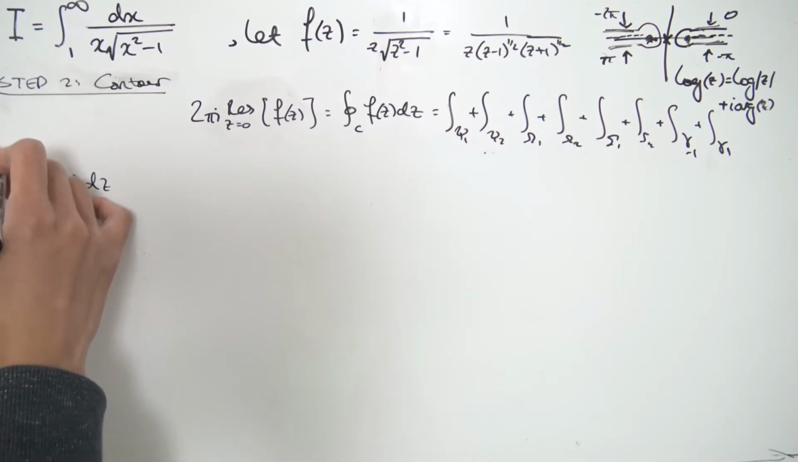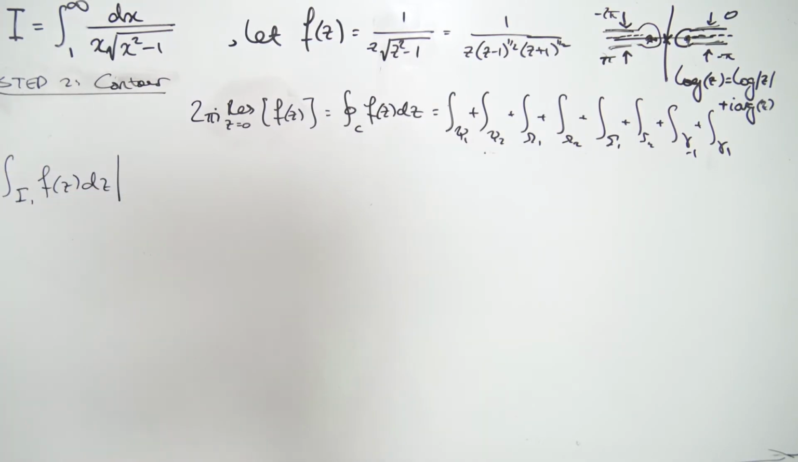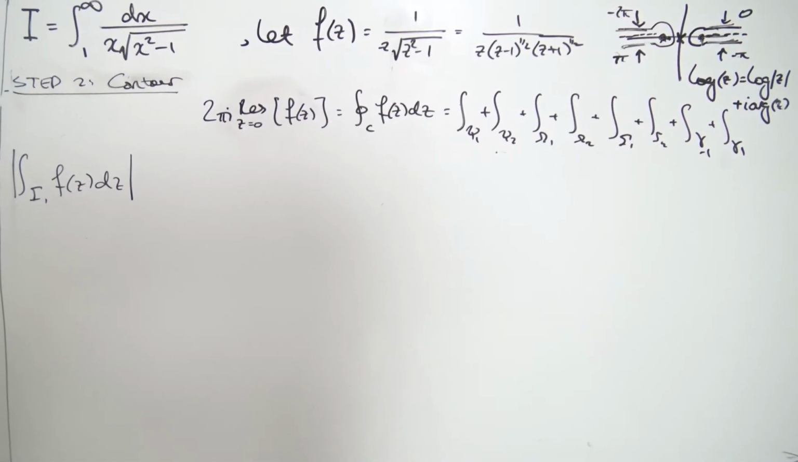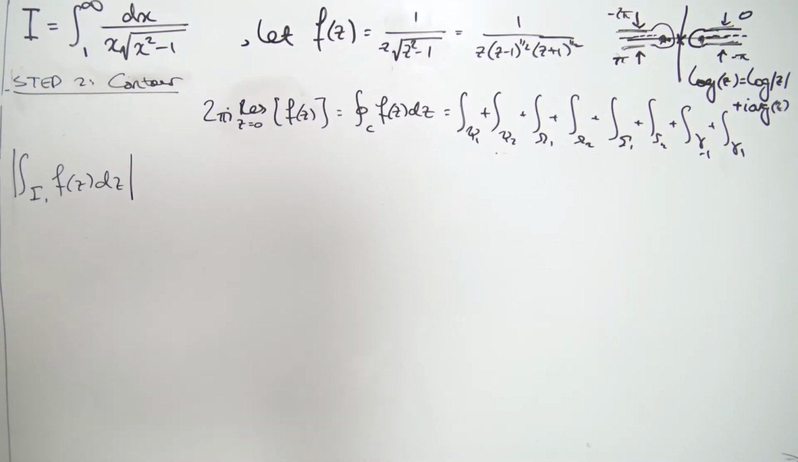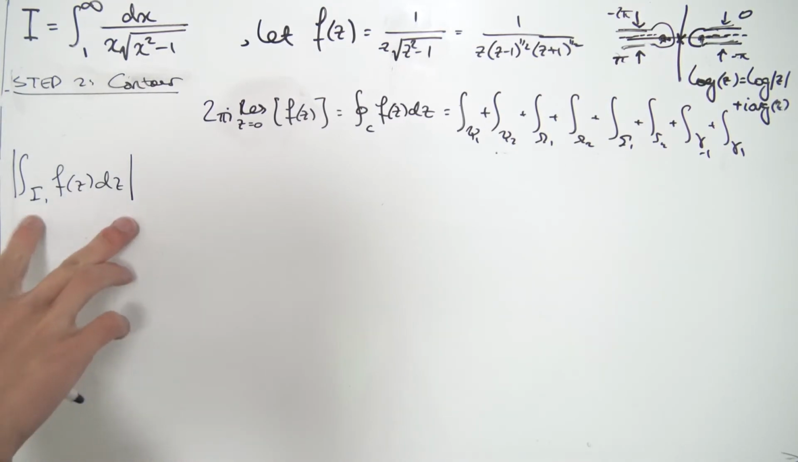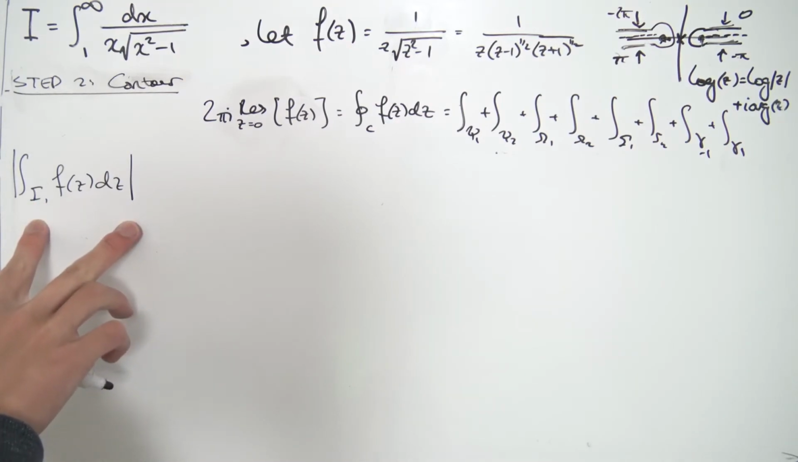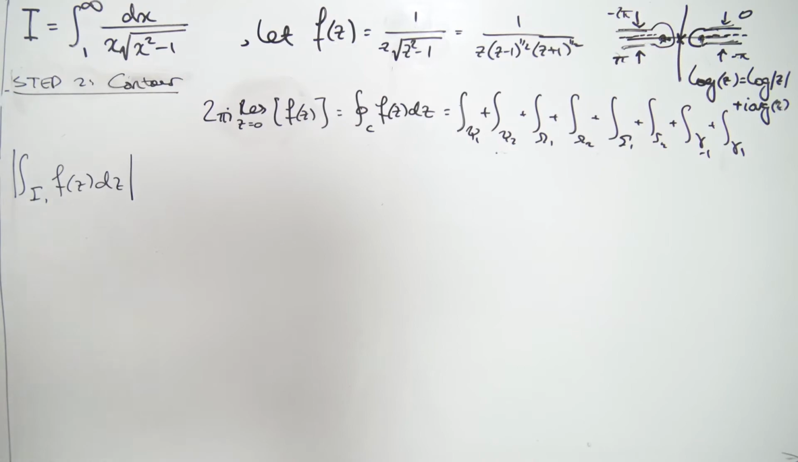Okay, so what we want to do is take an estimation of this integral. So I'll put absolute values on either side of it. And we want to show that this integral is less than or equal to some value that's dependent on r, and show that if we take the limit as r approaches infinity, this is bounded above by 0 essentially, which forces this integral to be 0. So how do we do that?